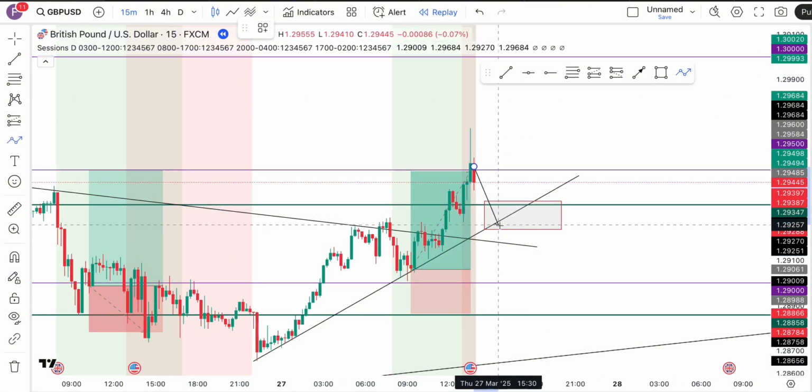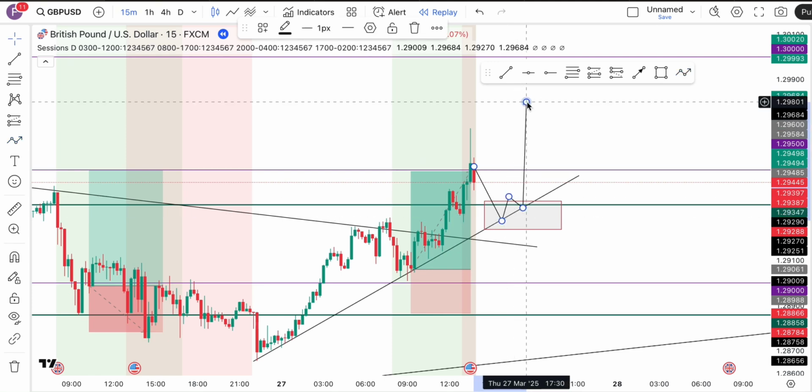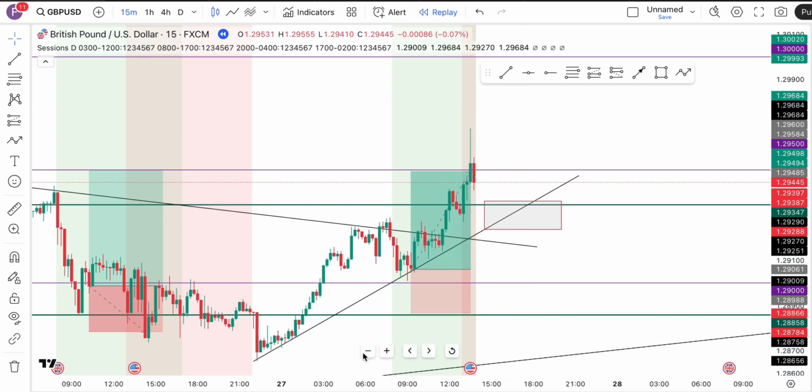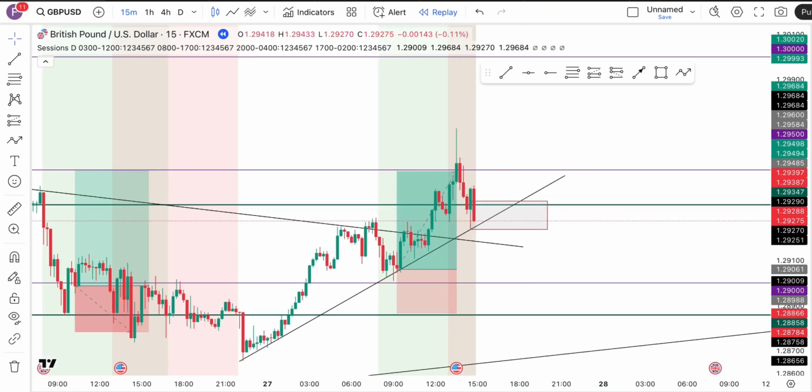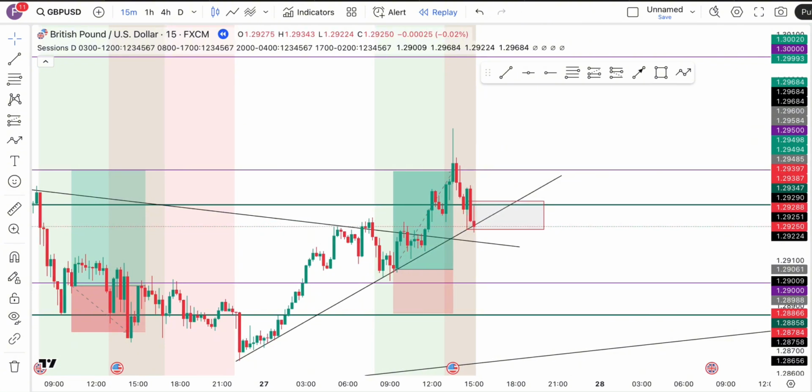if price comes to this area, around here I'm having what? I'm having my trend line here. I'm having the eye of the week here. So if I see a W pattern here, we long again. So let's wait and see what price does. Okay, price is coming to a point of interest. Oh, perfect. This is perfect.